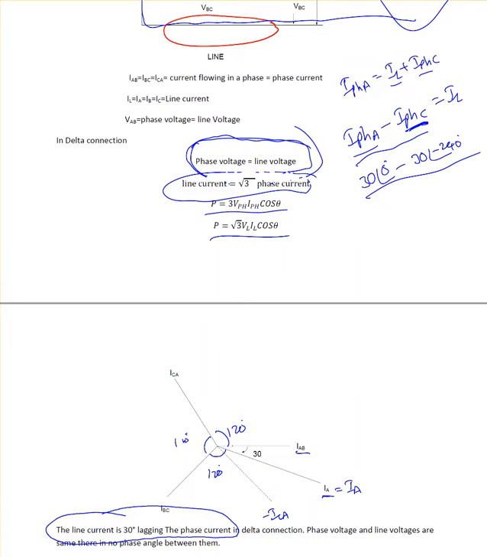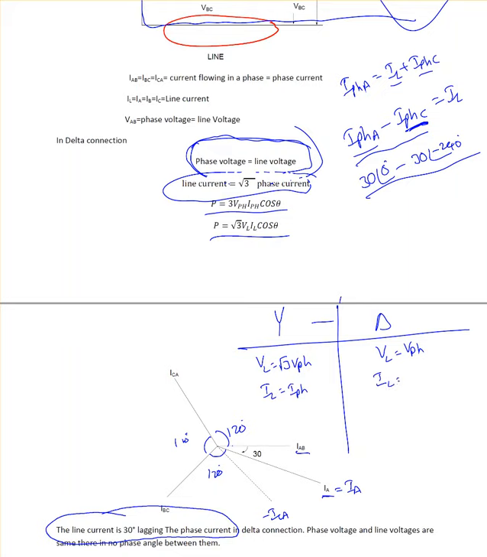So far, when you compare delta and star, I want you to understand: in star, VL equals root 3 VPH. Here in delta, VL equals VPH. In star, IL equals IPH. Here, IL equals square root 3 IPH. And power equals 3 VPH IPH cos theta, or square root 3 VL IL cos theta. The power formulas are the same for both star and delta: VPH IPH cos theta, or square root 3 times VL IL cos theta.